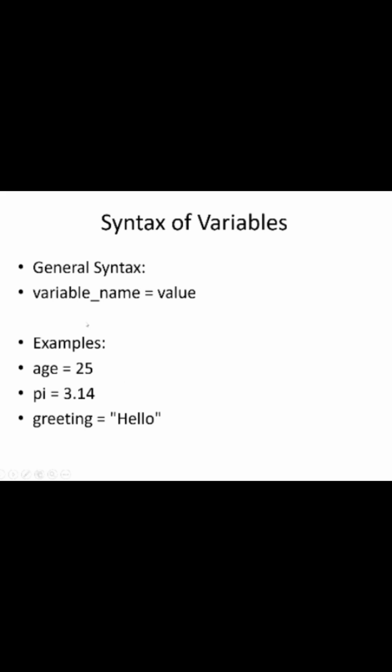Simple syntax of a variable, that is, variable name is equal to value. For example, here age is a variable name that is equal to the assigned value of 25. Pi is equal to 3.14. Pi is a variable name that is assigned the value 3.14. Next one is greeting. Greeting is equal to hello. Greeting is a variable name that is assigned the value hello.